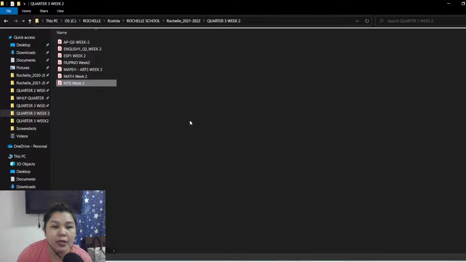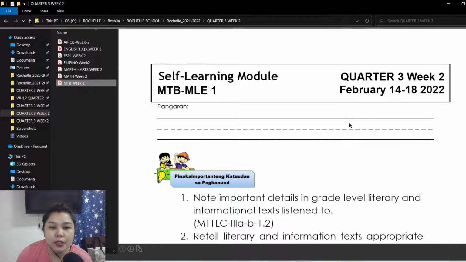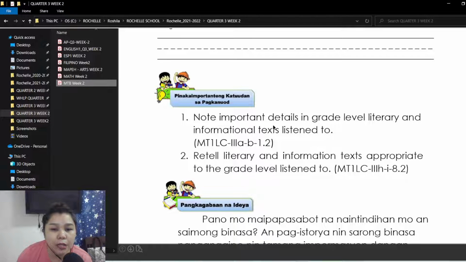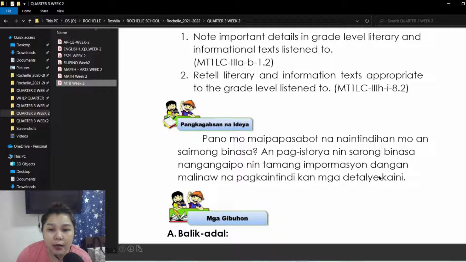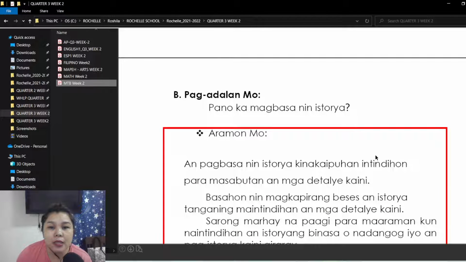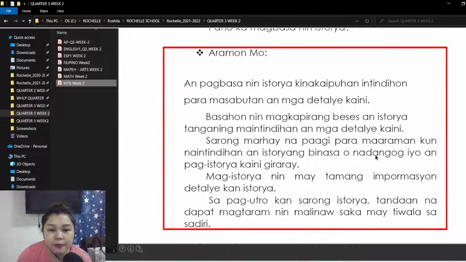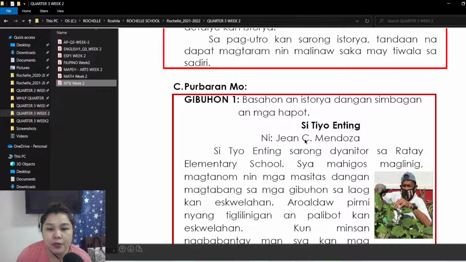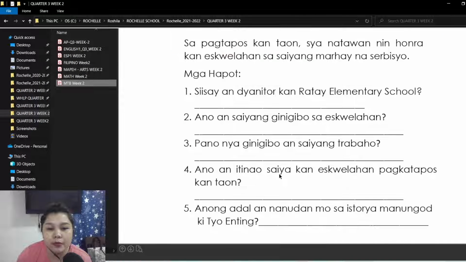For MTB naman, so this is about note important details in grade level literary and informational texts. Listen to and then retell literary and information texts appropriate to the grade level listen to. So this is like a continuation of the first one. So more on understanding what the story is about. Yan, may story, tapos may mga questions sa baba. Answer them, 1 to 5.